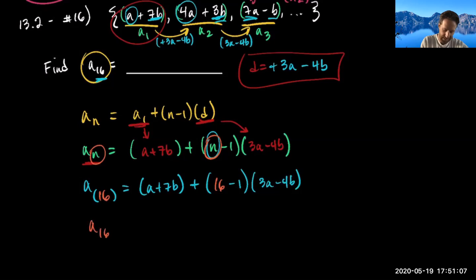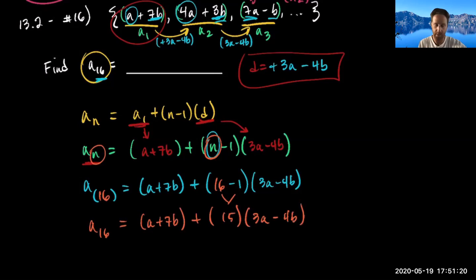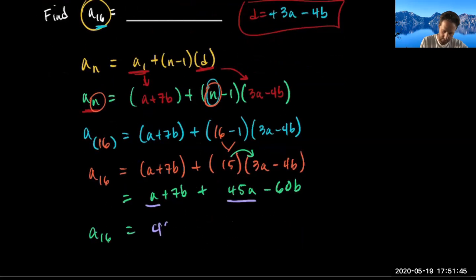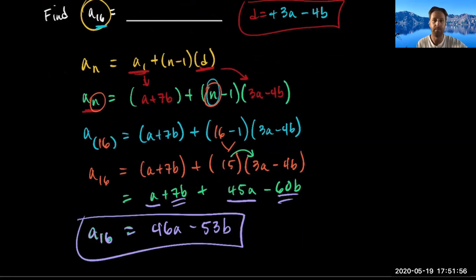So in order to find that 16th term, I now have everything I need. My first term, that now becomes 15 times the 3a minus 4b, my common difference. And after multiplying 15 to those to get 45a minus 60b, I can now add that to the a plus 7b to get my 16th term, which would be all my like terms, 46a, 7b's minus 60 of them would be negative 53b. And that would be what is called my 16th term.